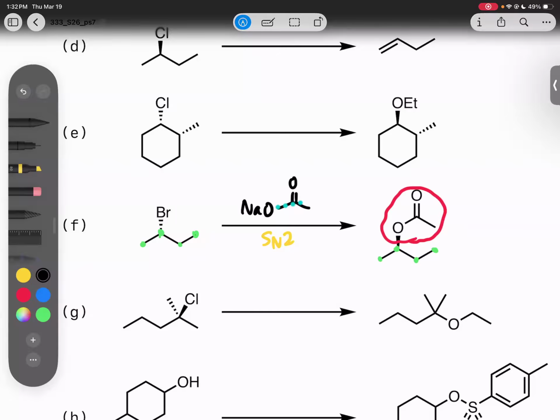What is that blue line doing? Go away. Thank you.